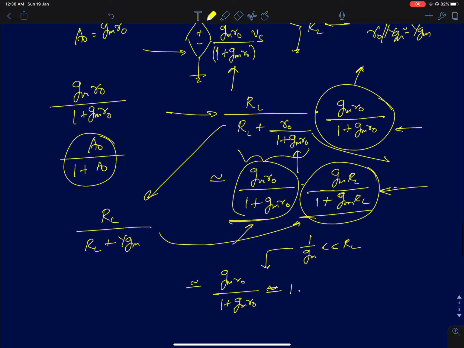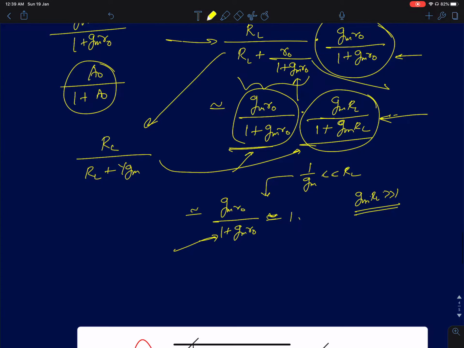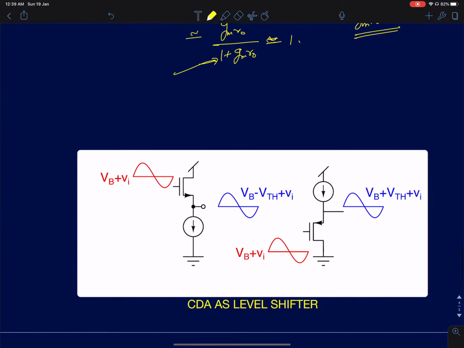Now if you choose your Gm RL to be much greater than 1, then the gain obviously will be very close to 1. Of course, we will be limited by the intrinsic, the unloaded gain, but it will be very, very close to 1. Okay, so that's it about common drain amplifiers. And here I've shown a very popular application of a common drain amplifier. It is sometimes used as an amplifier mainly in the final stages when it's about to drive a load. And a more popular application is a level shifter.